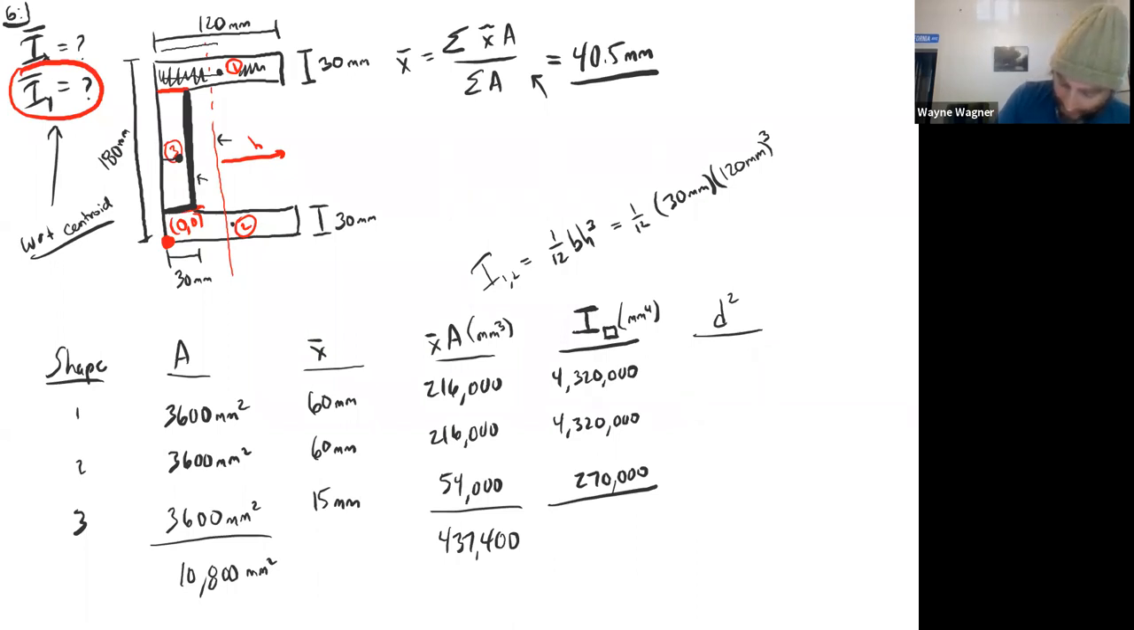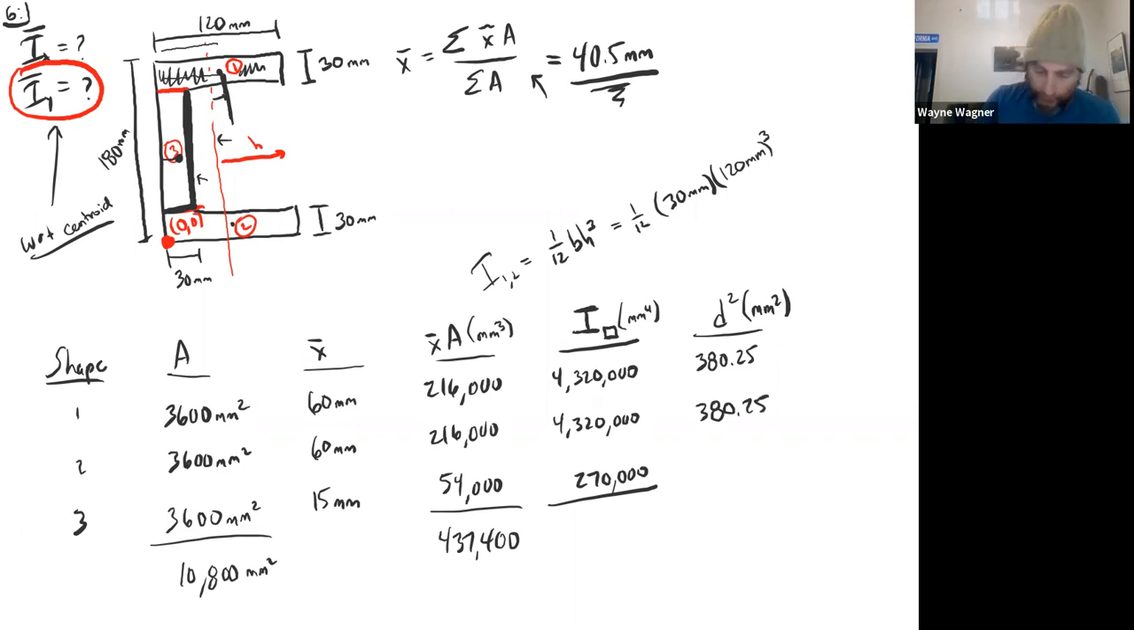Okay, so this first one, the distance is, okay, we're going from 40.5 out to this thing, which was at 60, because it's half of that 120. So 60 minus 40.5 is 19.5. So this is going to be 19.5 squared. 19.5 squared is 380.25. Okay, and this has units of millimeters squared. So this is 380.25.